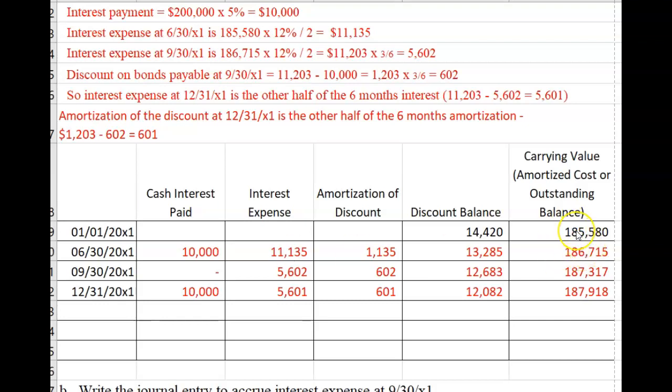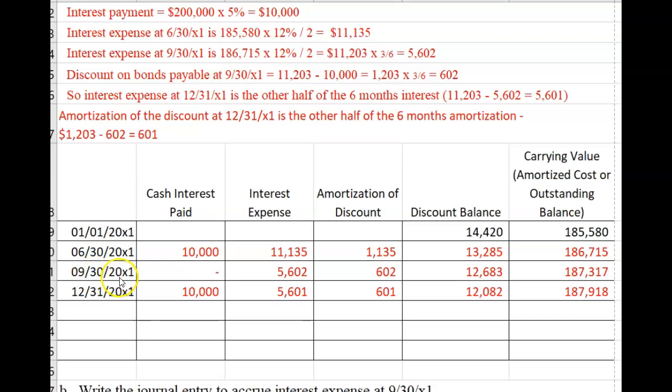Interest expense at June 30th X1 is the way we've calculated it a number of times before. It's the carrying value of the bond before this interest payment times 1/2 of the market rate of interest, and that's $11,135. We're going to amortize the discount at June 30th by the difference between these two, 1,135. Which means the discount has decreased by $1,135, and it leaves us a carrying value of the bond at 6/30X1 of $186,715. You can check that. $200,000 par value minus the unamortized discount equals $186,715.